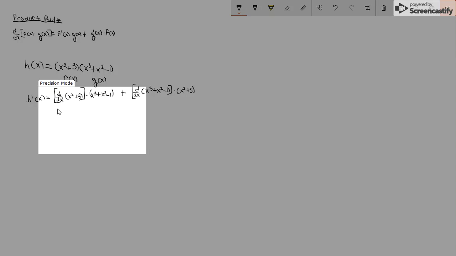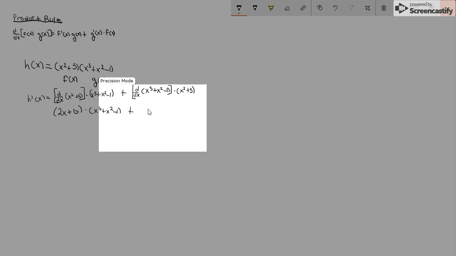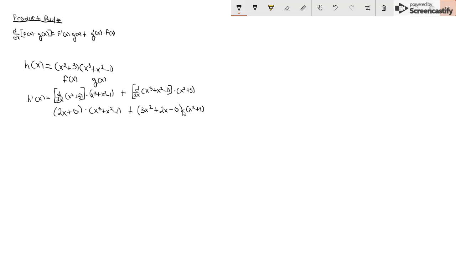And so the derivative of the first one, f prime, using the power rule, would become 2x plus 0 actually, times x cubed plus x squared minus 1. Then we are going to add now the derivative of g. So again, using the power rule, it's going to become 3x squared plus 2x minus 0 times x squared plus 3. There we go. Now you're almost done.